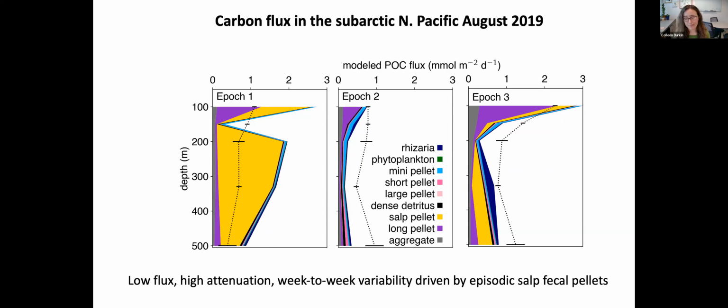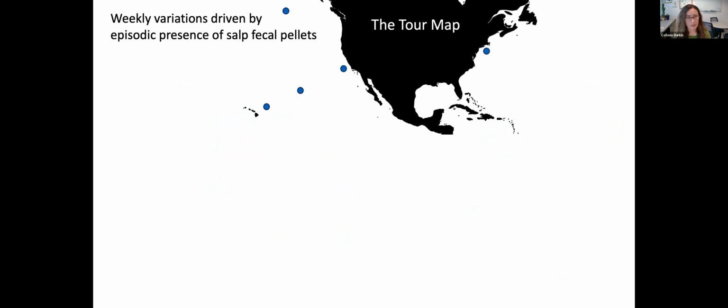fecal pellets. So the takeaway from our first location on the tour is that these weekly variations in carbon flux were driven by the episodic presence of salp fecal pellets. And at the next stop on our tour, we also took carbon flux measurements with depth, and that was here at the New England Shelf Break.